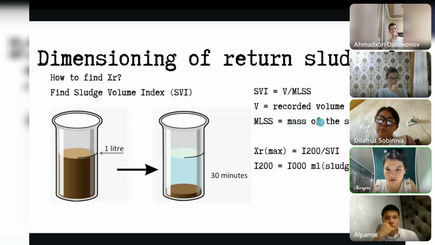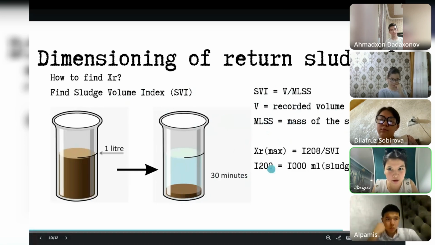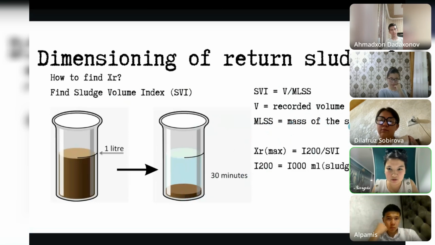Here we find the mass of the sludge, and we find the so-called SVI, which is the sludge volume index. The sludge volume index is just the volume of this brownish part divided by the mass of the sludge. So recorded volume over the mass of the sludge, and we gain something that has units of milliliter per gram. So this is milliliter per gram. And this SVI shows the maximum packing ability of our bacteria.